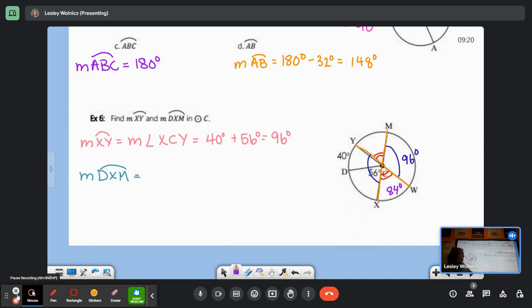So if I want DXM, DXM is all of this. So what am I adding together? 56 plus 84 plus 96. So we're going to have to activate prior knowledge like vertical angles and the angle addition postulate and all that fun stuff.